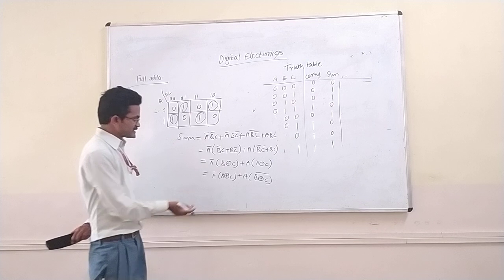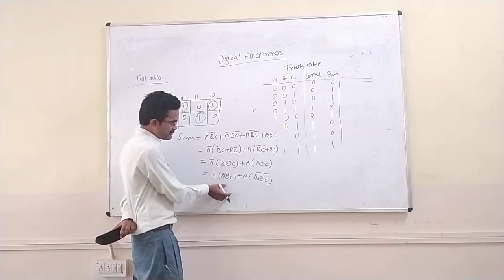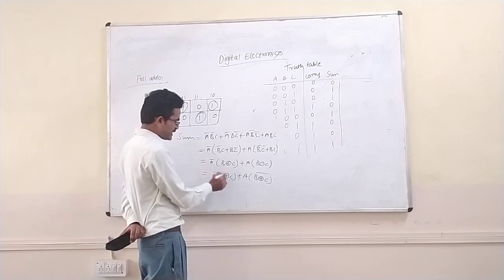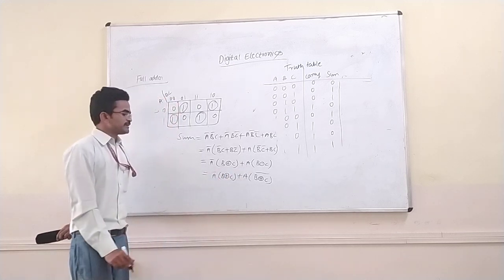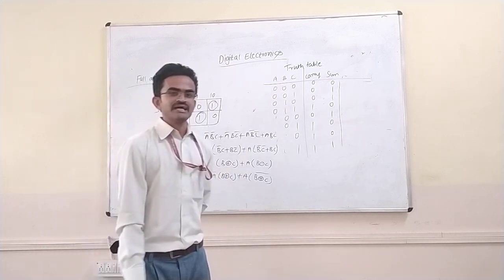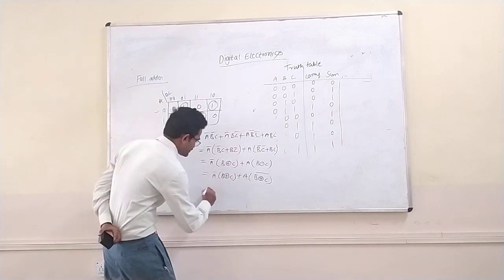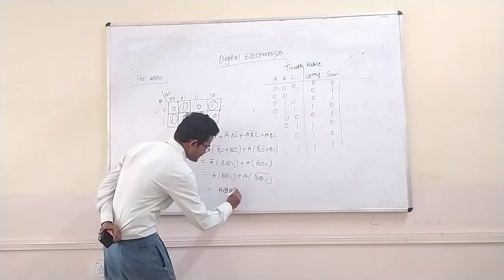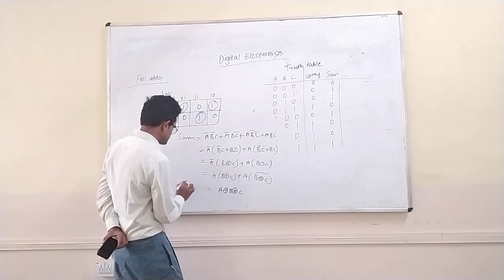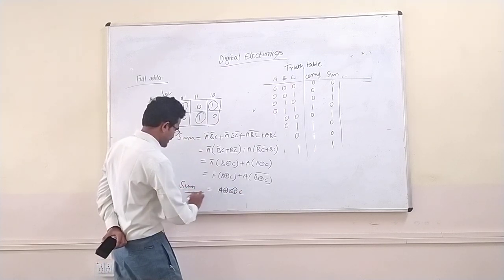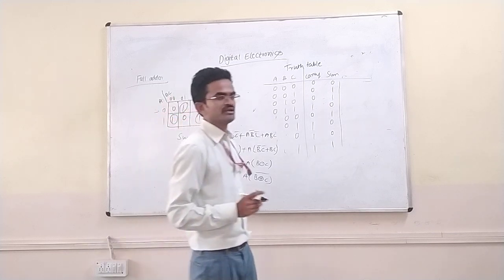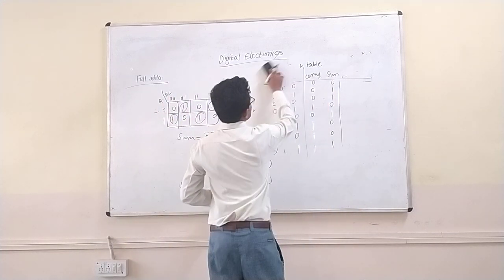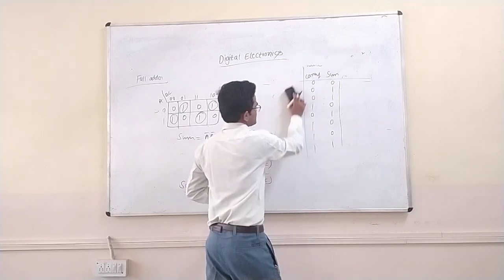Now look here, it is in the form of A B bar plus A bar B. Correct? A bar B plus A B bar is nothing but A XOR B. So that's why finally you get A XOR B XOR C. So this is the sum expression for a full adder. Similarly, we need to write a simplified expression for carry.